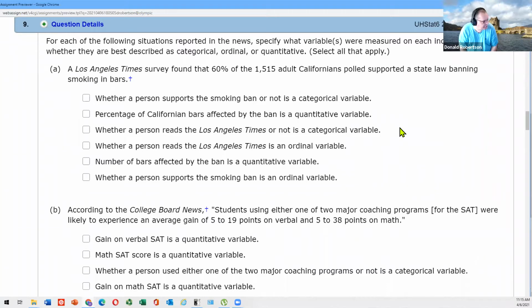Whether a person supports a smoking ban or not is a categorical variable. Would you say that is a categorical variable? Yes. Do you like smoking in bars? No. Yeah, I'm okay with that. So I'm checking that one. The percentage of Californian bars affected by a ban.